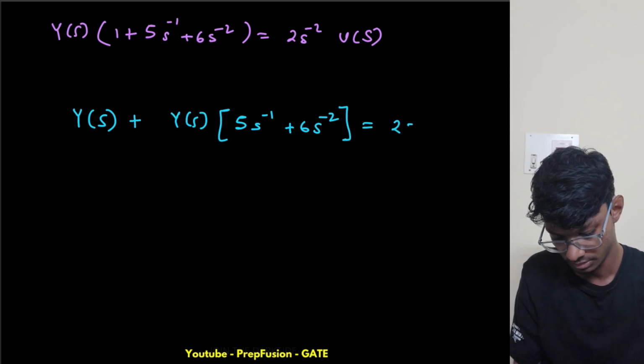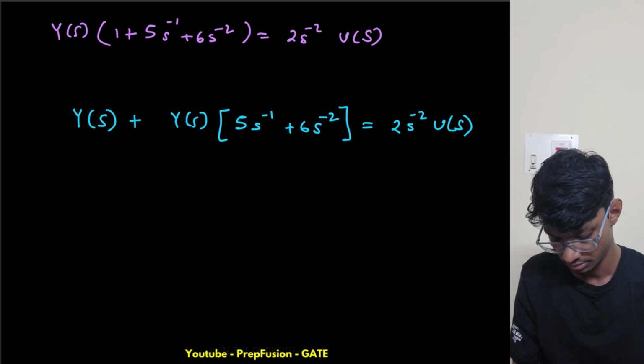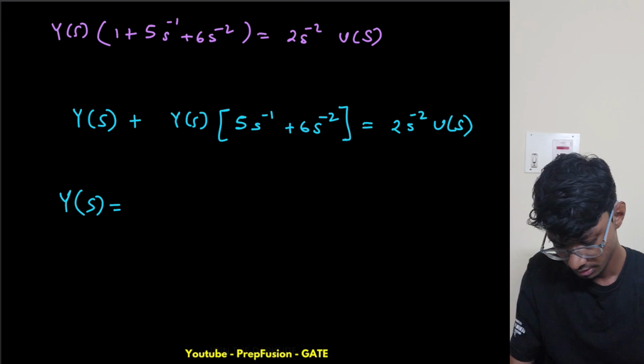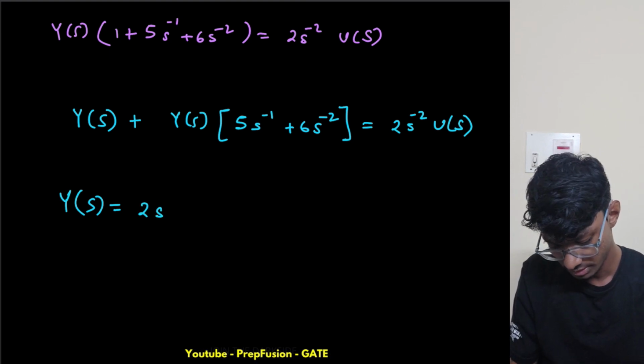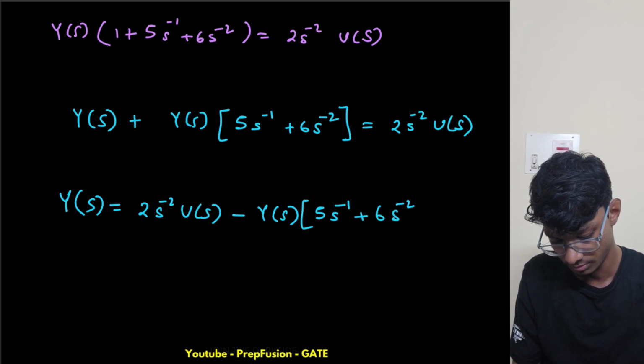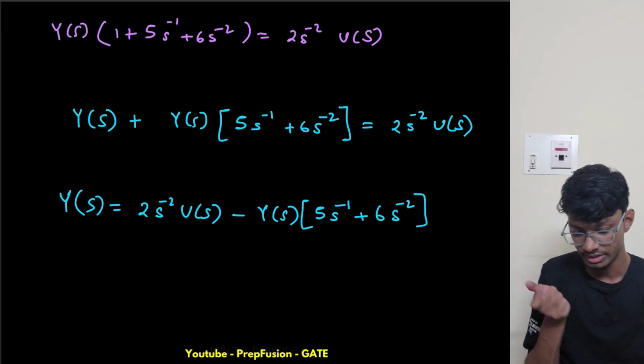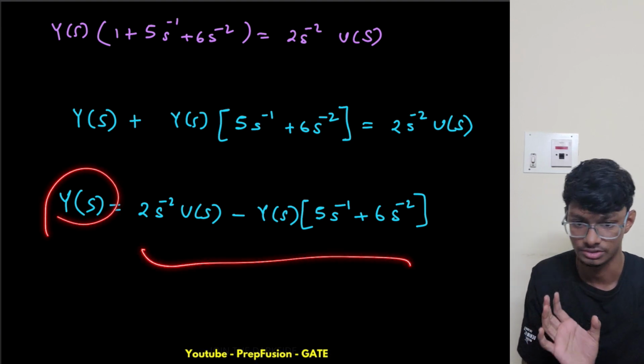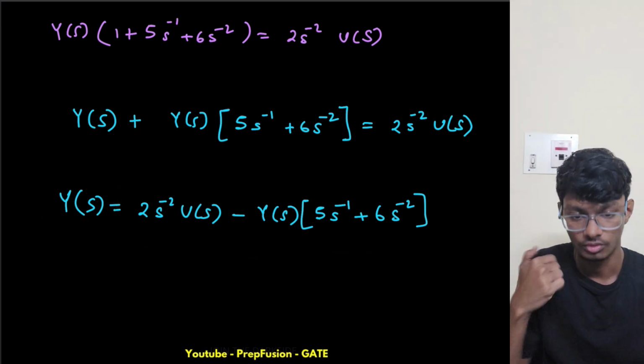u. So this is equal to 2s raised to power minus 2 u of s minus y of s 5s raised to power minus 1 plus 6s raised to power minus 2. Okay, so this is what my y of s is in terms of these two. So what I will do now is draw the state diagram.